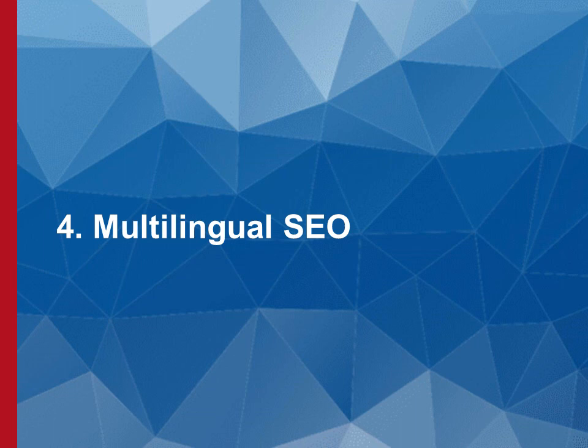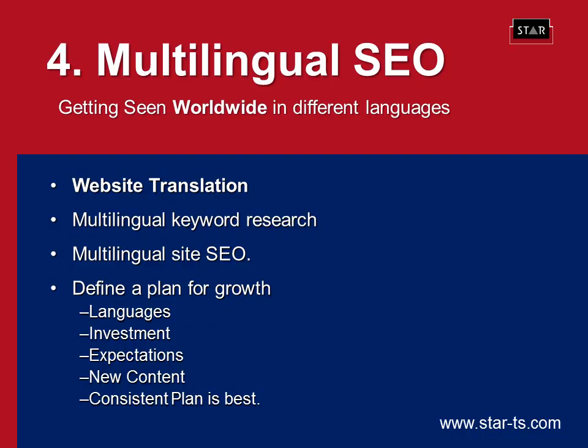So now you've got your information being sent out, and you're starting to build a following. The next step is to go multilingual and develop an audience across the world. So multilingual SEO is really all about getting seen around the world, and it starts fundamentally with a website translation. So just translate your website.